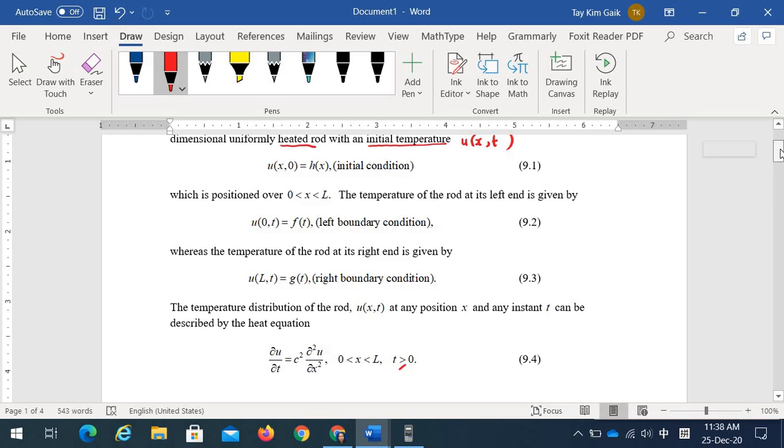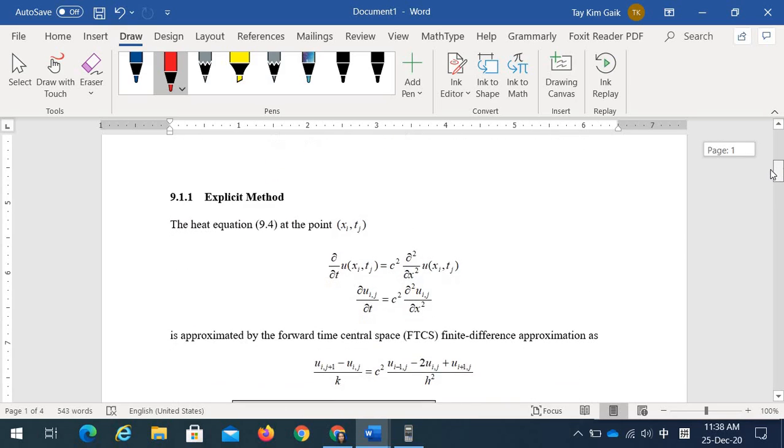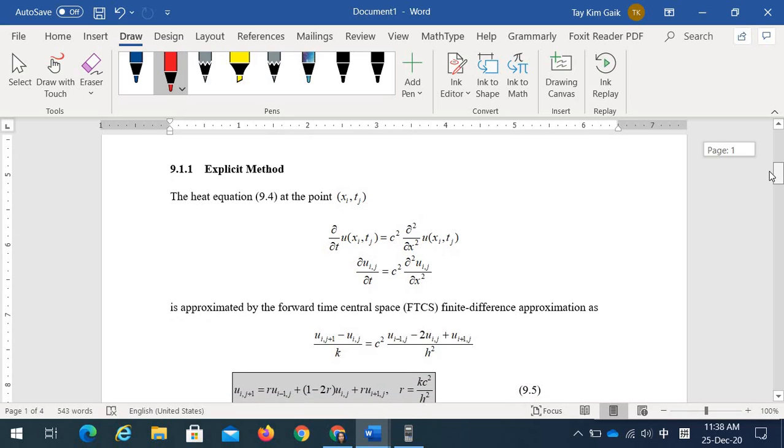We are going to solve it numerically using the explicit finite-difference method. So the heat equation at the point x_i, t_j. The x is described by the iteration variable. Its center is i, and then given an increment h unit, this point is i plus 1. The left is i minus 1.